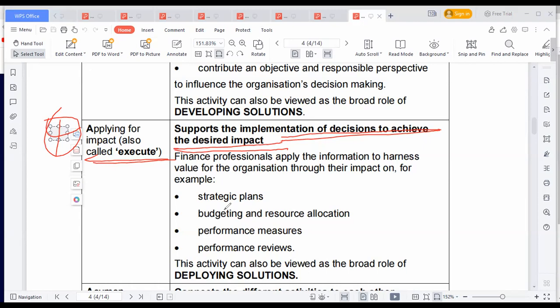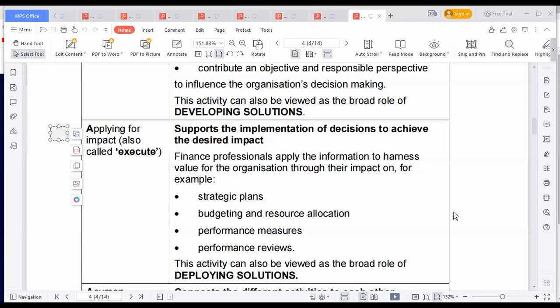The information will also be used for budgeting and resource allocation. It could also be used for performance measures and performance reviews. So this is where we are deploying what? We are deploying the solution. This is the deployment of solutions. We are now deploying the solutions in order to make an impact.